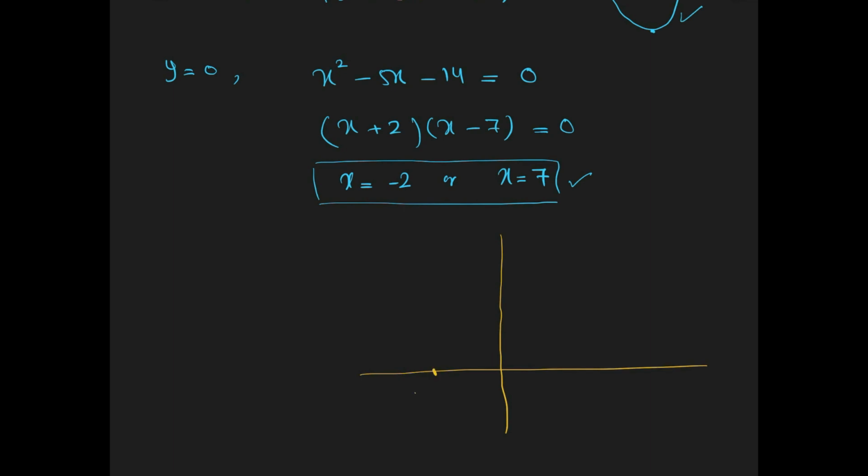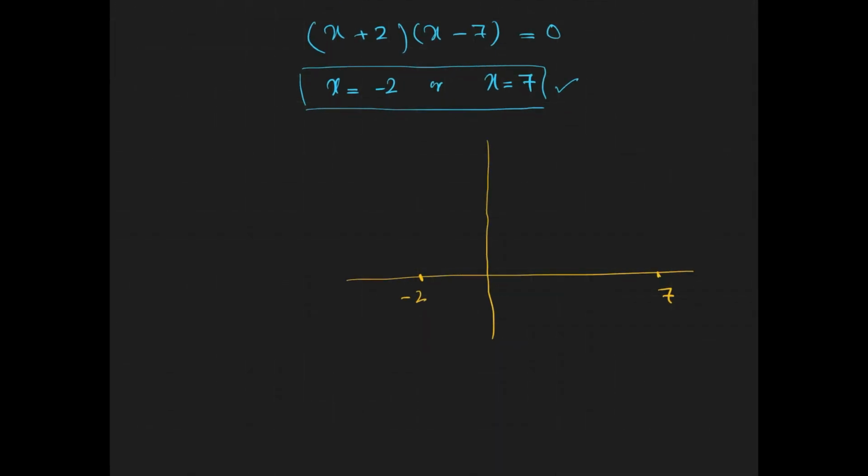We have minus 2 and 7. These are the points, and then this is the sketch of this curve. These points are known as critical points. So 7 is a critical point and minus 2 is also a critical point.